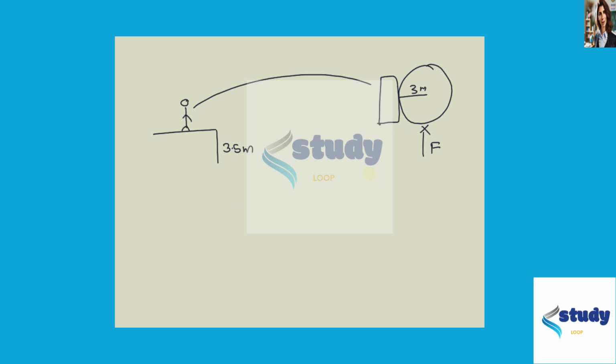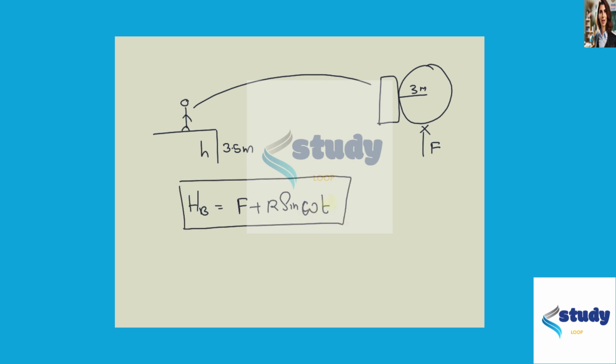So the height of the billboard will be equal to some fixed value h plus r sine of the angle, or you can say omega t. We are not given the omega value. Omega is the angular frequency and t is the time. So that will be the case. Now he will be throwing.